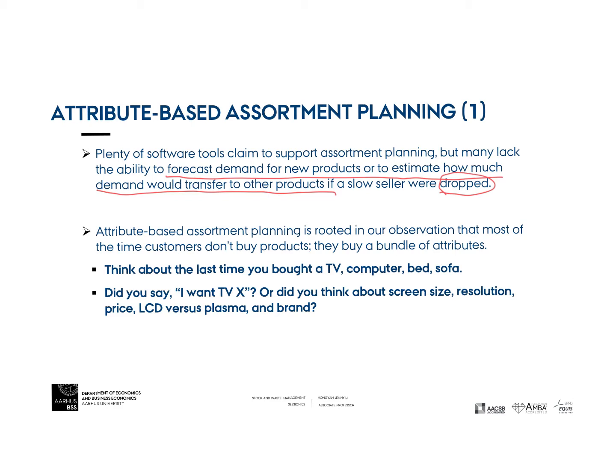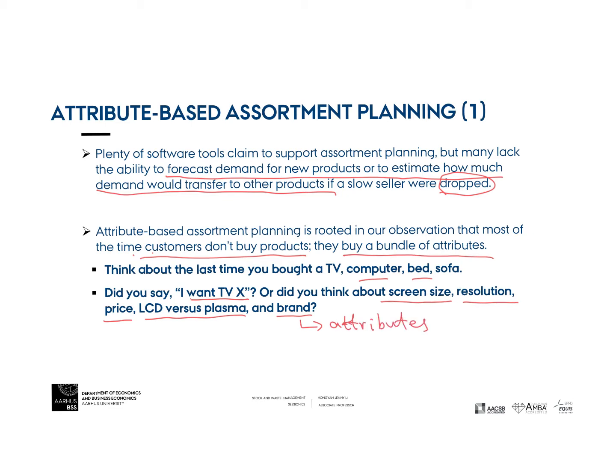Attribute-based assortment planning is rooted in the observation that most of the time customers do not buy products, but they buy bundles of attributes. You can look into this for many different products, for example, a television, a computer, or furniture. You don't just say, I want TV X, you think about the screen size, the resolution, the price, the technology of this product, or the brand. So basically it's an attribute-based purchase.